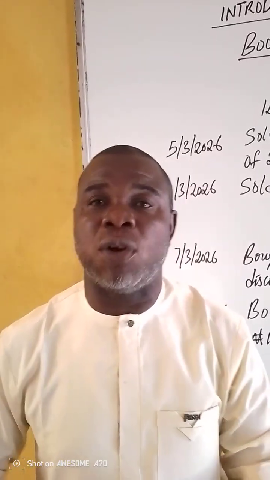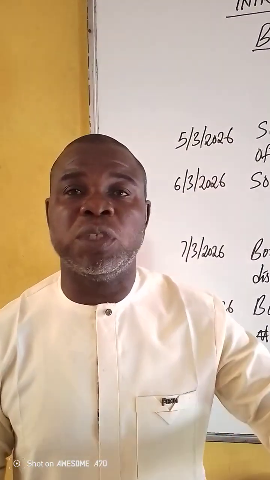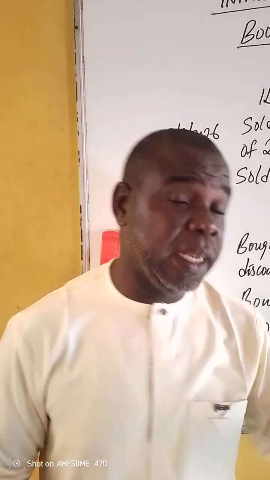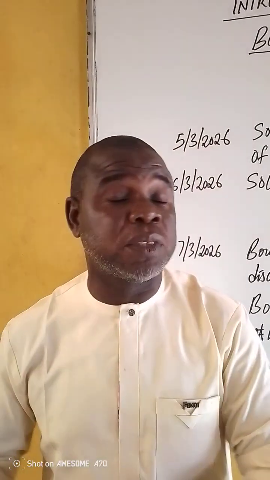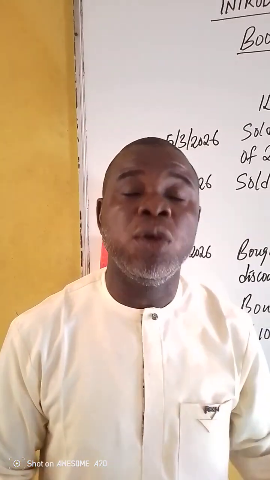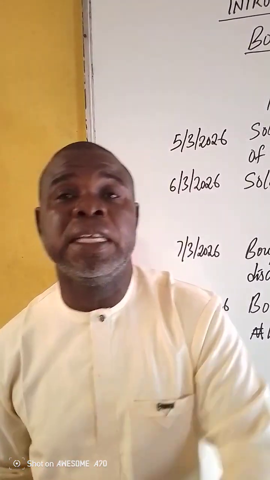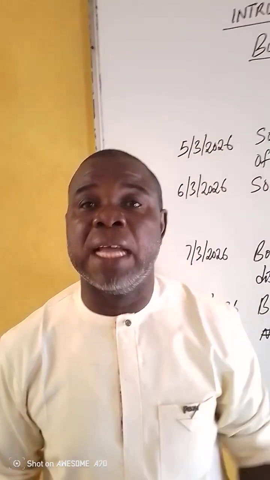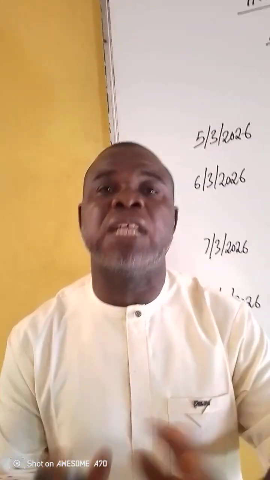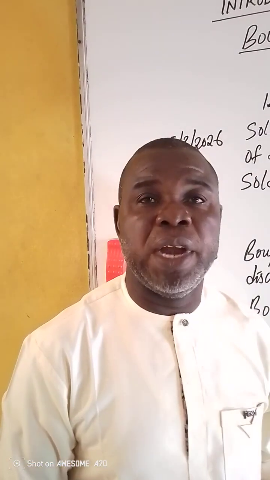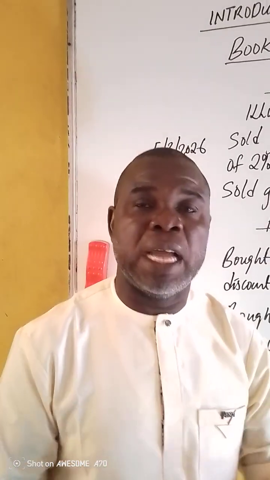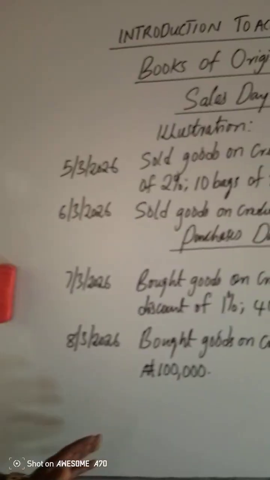Most learners are confused. For example, if you sell furniture on credit, it should not be recorded in the sales day book. The emphasis of the sales day book is that it's only goods meant for resale. When they are sold on credit, then you record it in the sales day book. So the sales day book deals with only goods sold by the business on credit, not non-current assets or any other thing, but only goods that are meant for sale. So let's look at the example here.